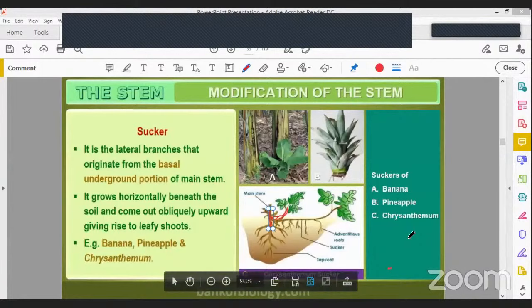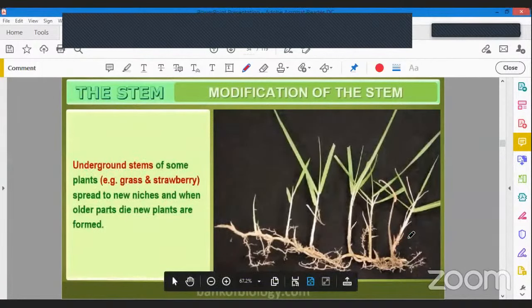Done. So we go to the next one. Underground stems of some plants, example, grass and strawberry. Spread to new niches when the older parts of plants die and the new plants are formed.